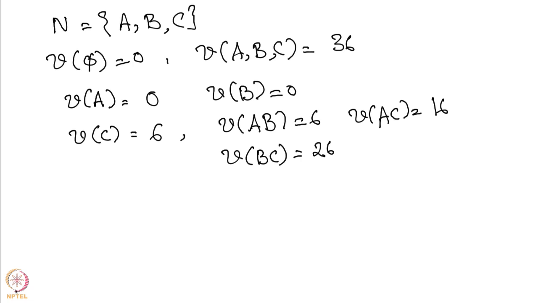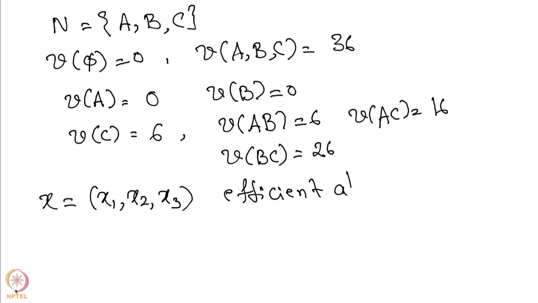So now this is basically the coalition form game. Now let us take an allocation x to be (x1, x2, x3). Let us say this is an efficient allocation. Recall what is efficiency? x1 plus x2 plus x3 has to be 36. Now we will look at the excess functions. So we have to write down here S, v(S), e(x, S).